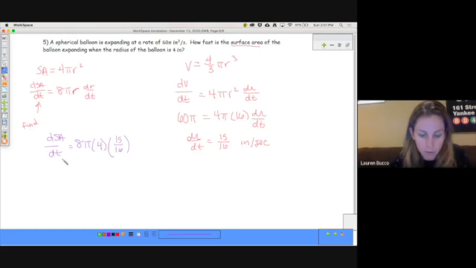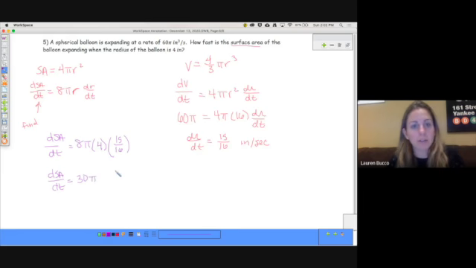multiply. You can do it on your calculator. I am getting that the rate at which the surface area is changing with respect to time is equal to 30 pi. Now let's think about units here. Surface area, square inches per second. Okay, 2 more.